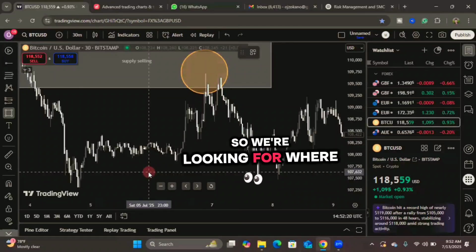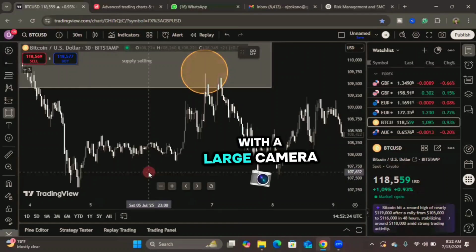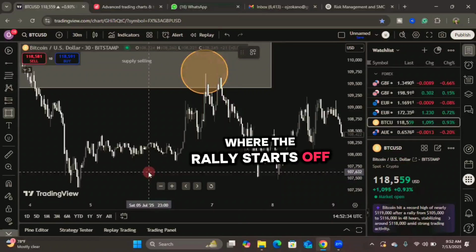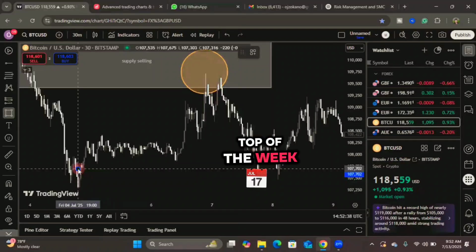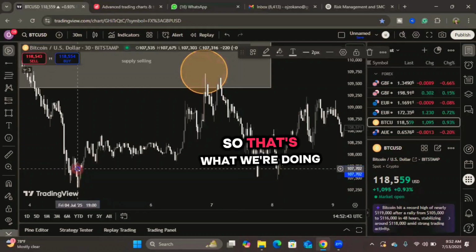So we're looking for where price drops, then suddenly shoots up with a large candle, which shows that buyers are strong in that area, right? And you look for the base of the move where the rally starts off, and it's the last opposite candle. So mark off from the top of the wick to the bottom of the wick, right? So that's what we're doing.